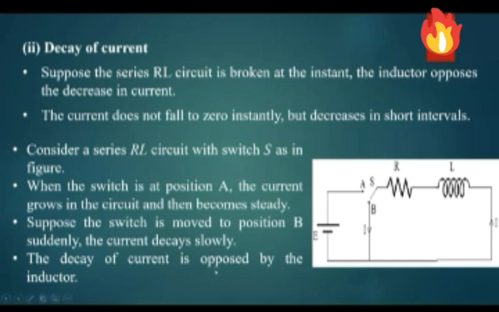The decay of current is opposed by the inductor. This decrease of current is going to take place slowly because of electromagnetic induction, because the inductor will oppose any variation in current, whether a decrease or an increase. Here the current is decreasing and the inductor will oppose that. So how does the current decrease? What is the expression of the current as a function of time? We have to obtain the expression for current.